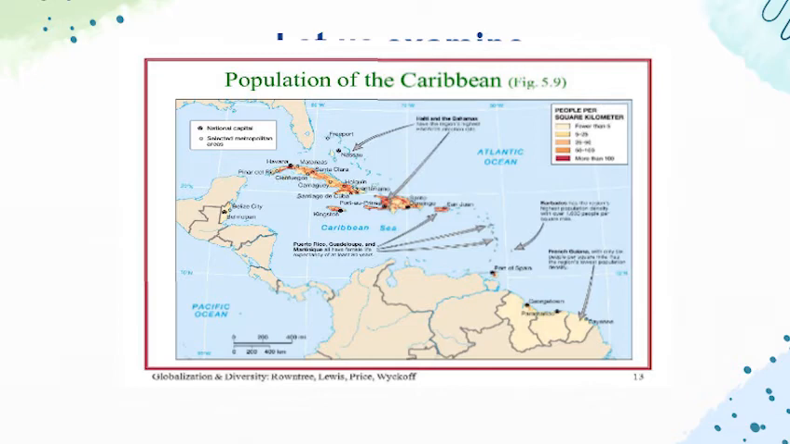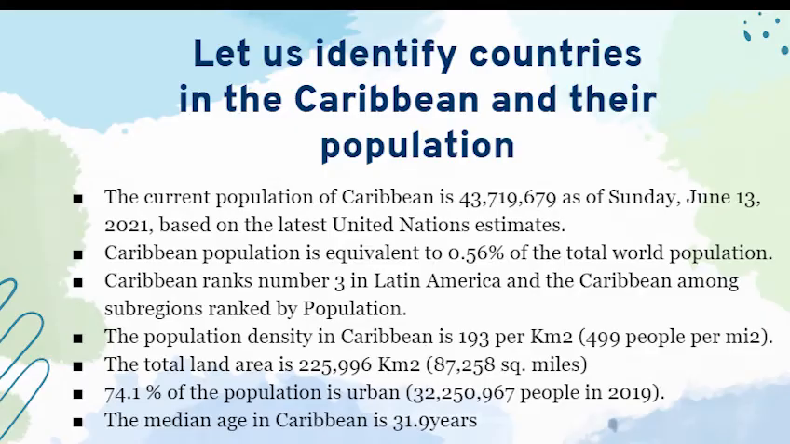All right, so let us identify some countries in the Caribbean and their population. Before that, we're going to state some of the facts first. Now, the current population of the Caribbean is 43,719,679 as of Sunday, June 13, 2021, based on the latest United Nations estimates. June 13 was a couple days ago, and they would call it 44 million, or 43.7 million persons living in the Caribbean. All right, that's not bad.